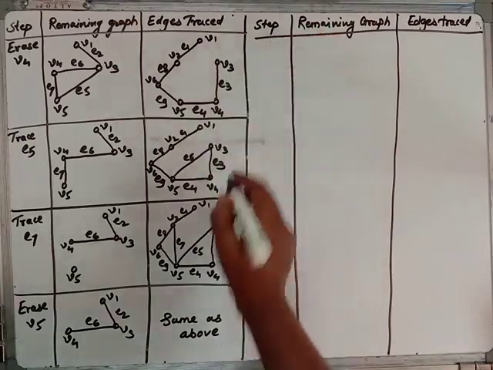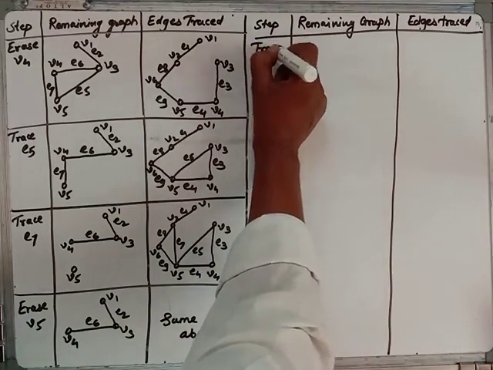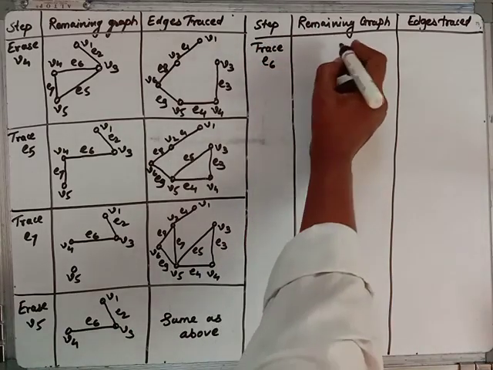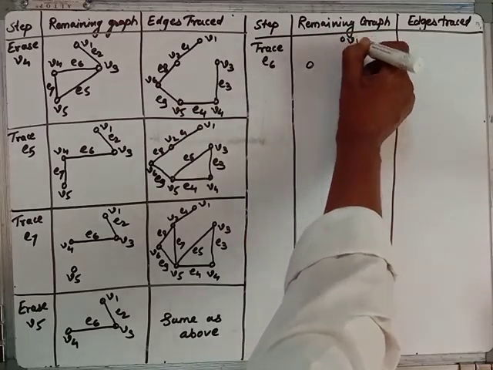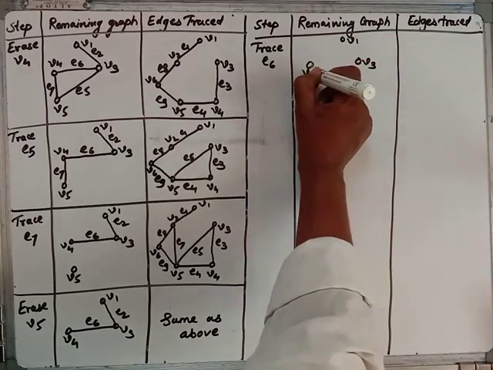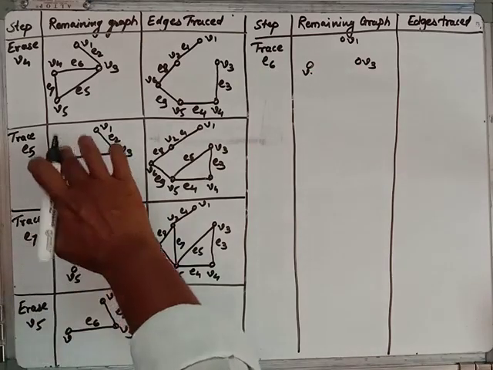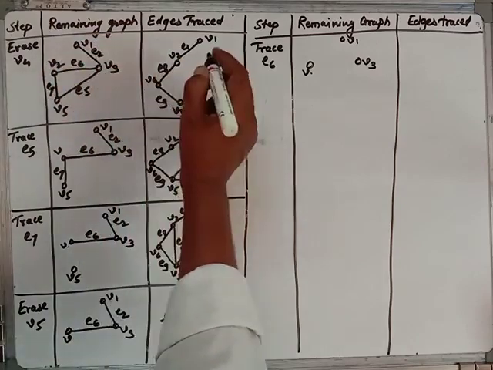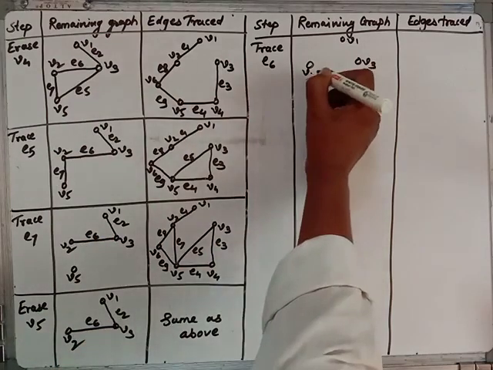What is it further? Now we reach here. So trace E6. Trace E6. What we get? Simply due to that V1, V3, V2. It will be V2, right? It is V2. From here I have made a mistake. So check it wherever we have made a mistake. It is V2. Right? This is V2.